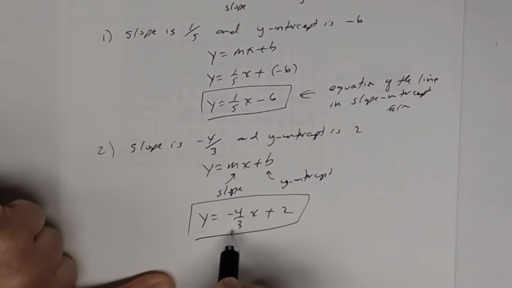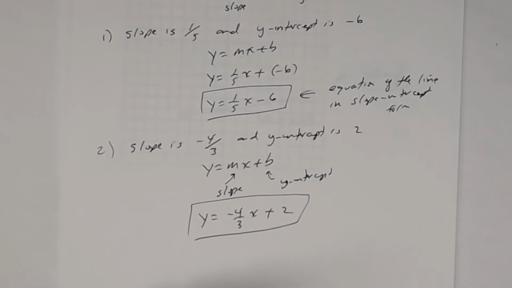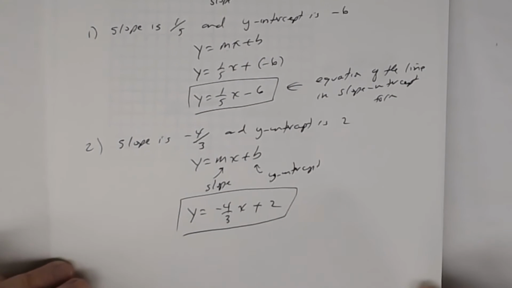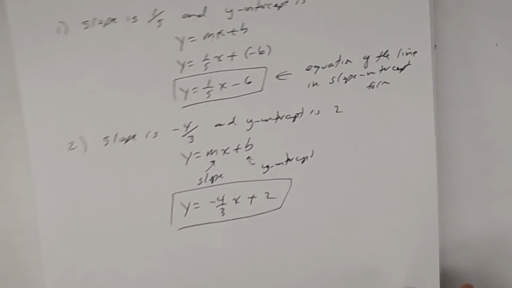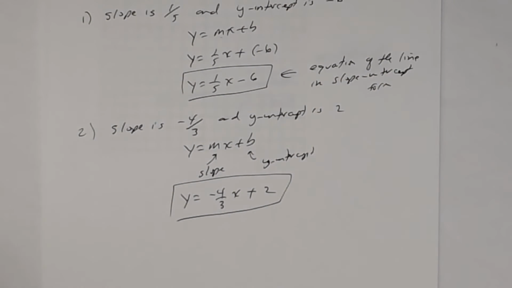Y equals mx plus b. Okay? All right, so that's it. And that's all you do. So let's look at 2 more. Just make sure you understand this. So here's number 3. So let's suppose in number 3, we have this problem.